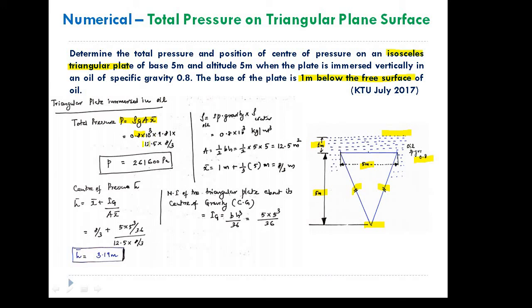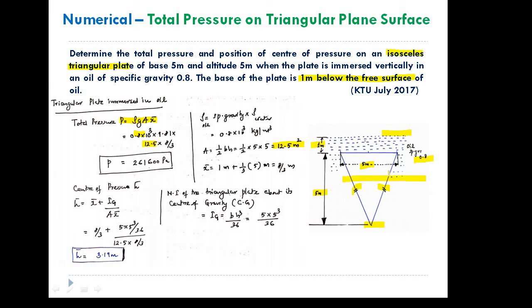g, area. What is the area of this triangle? How to get the area of this triangle? We know that the area of the triangle is half BH. So half into 5 into 5 will give you 12.5 meter square. Okay. Then what is x bar? So x bar is the position of the center of gravity of this isosceles plate from the free surface. Okay. So you have to locate the center of gravity. So where is the location of the center of gravity?